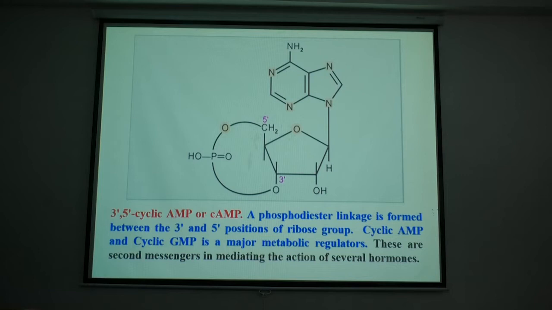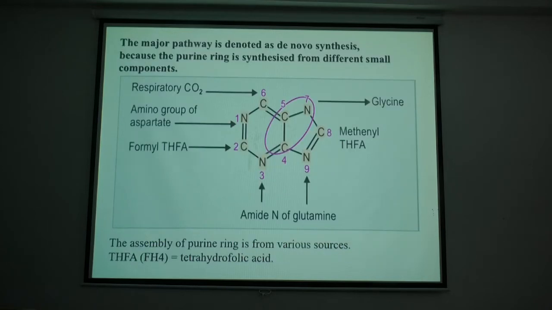This is the structure of cyclic AMP. What is the role of cyclic AMP? Answer: the second messenger. This is very important, so a question may come.